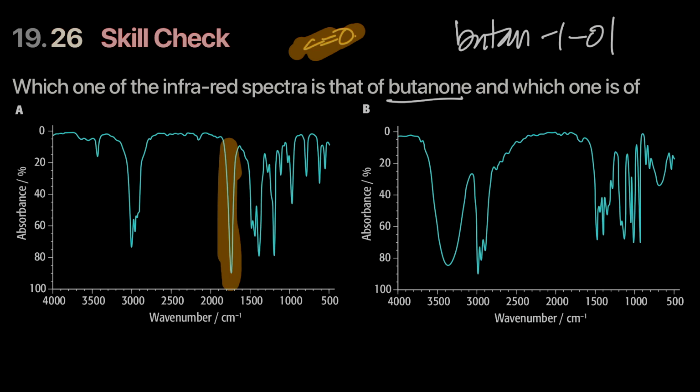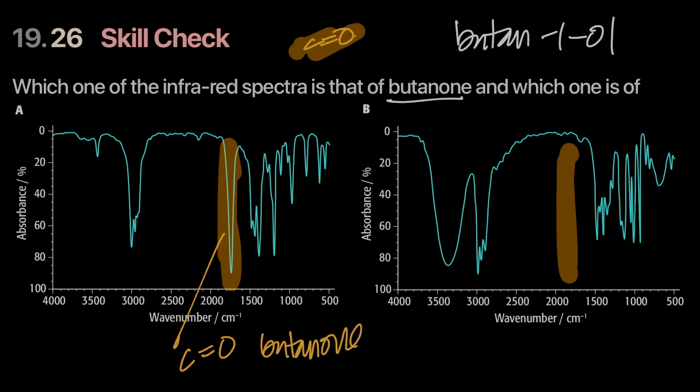This is the 1700 region. This is the 1700 region. This one has a C double bond O. This one doesn't have a C double bond O. Right off the bat, it tells me that A is your butanone. They'll say, explain how you figure that out. You'll have to say, because there was a trough at 1700 indicating that it contains a C double bond O bond.